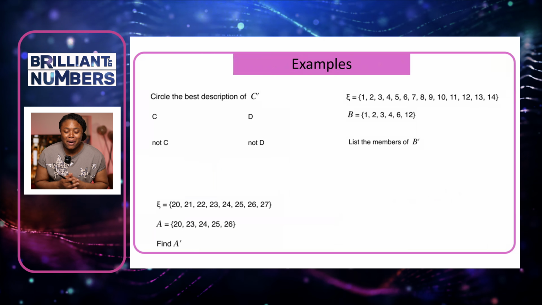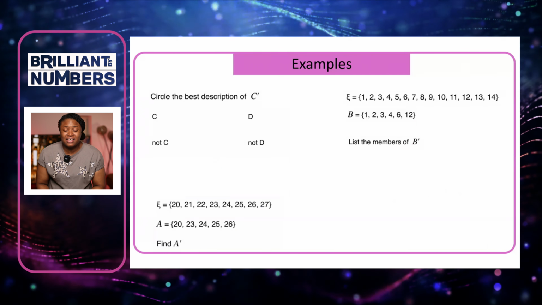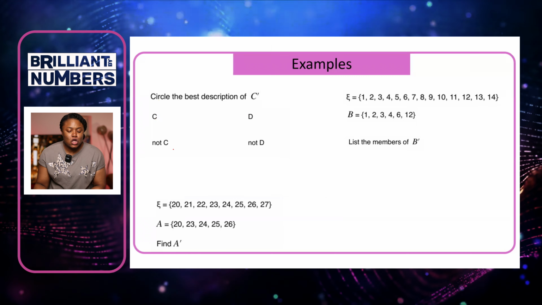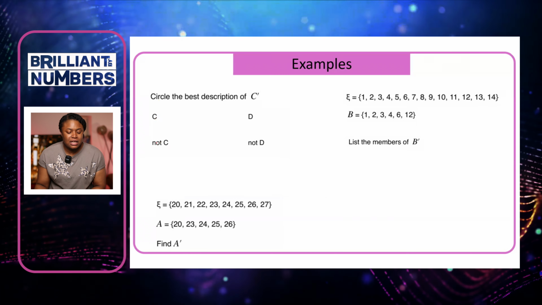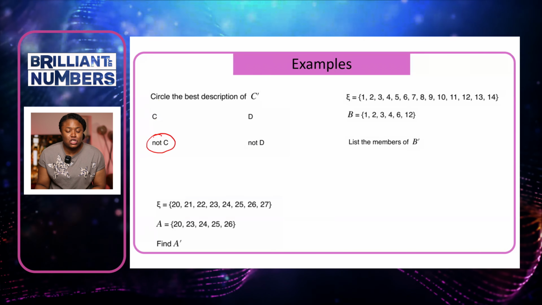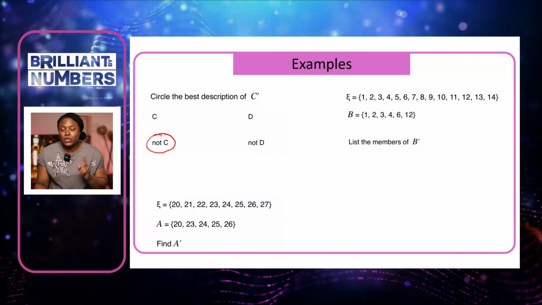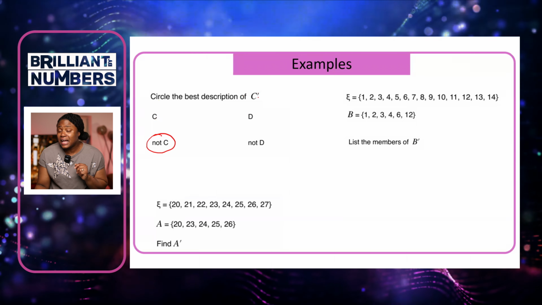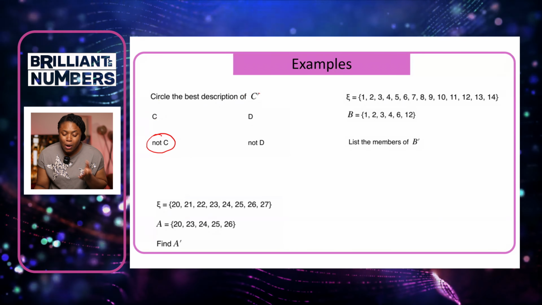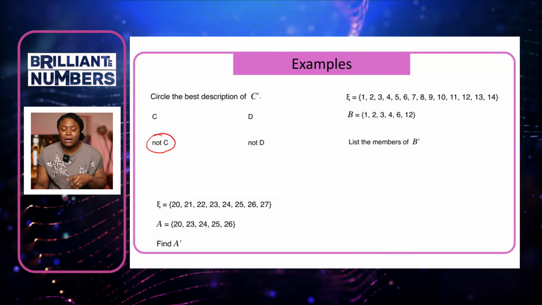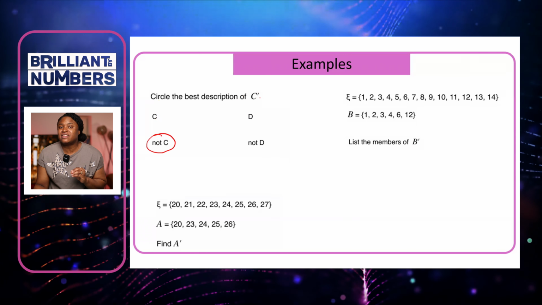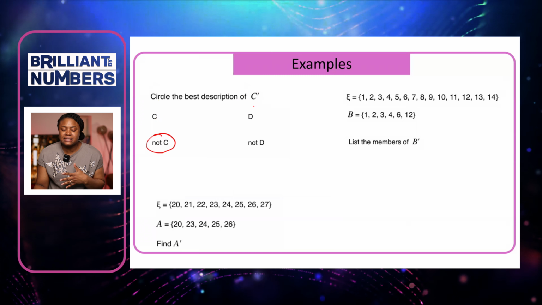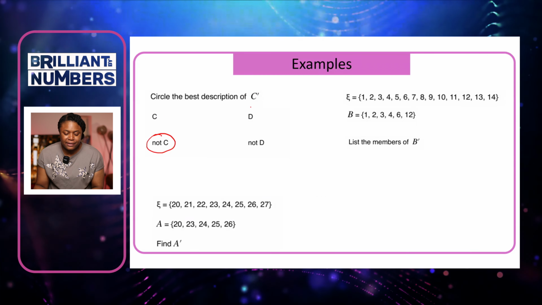So C complement would be anything that is not C. Our options were C, D, not C, not D, so the answer has to be not C. The complement of C, and remember, we always look for this little dash, we call it C dash or C complement. Once we see that, we're talking about everything that is not a part of the set C, or whatever letter we were given.